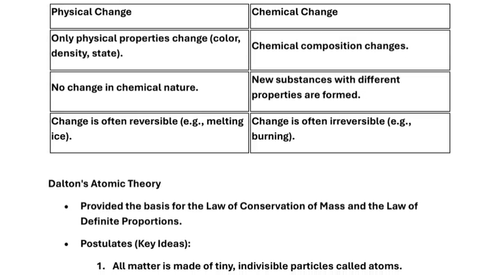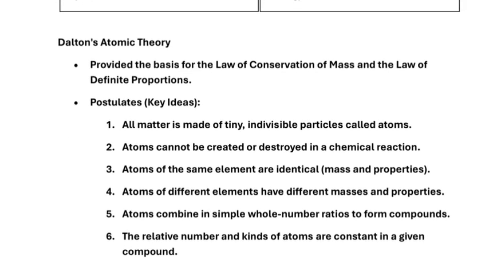Dalton's atomic theory provided the basis for the law of conservation of mass and the law of definite proportions. Postulates, key ideas: 1. All matter is made of tiny, indivisible particles called atoms. 2. Atoms cannot be created or destroyed in a chemical reaction. 3. Atoms of the same element are identical in mass and properties. 4. Atoms of different elements have different masses and properties. 5. Atoms combine in simple whole number ratios to form compounds. 6. The relative number and kinds of atoms are constant in a given compound.